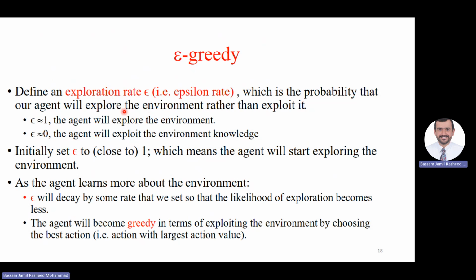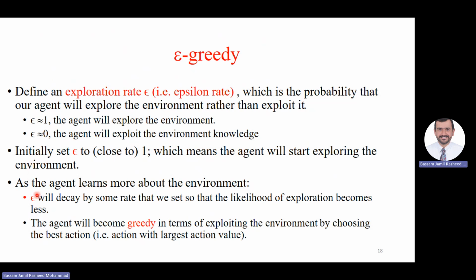Okay, and this is appropriate once I progress through many steps and episodes in my simulation, not in the beginning. So if epsilon is close to 1, the agent will explore the environment, clearly because it does many random moves, and if epsilon is close to 0, the agent will exploit the environment knowledge. So initially we set epsilon close to 1. This means the agent will start exploring the environment.